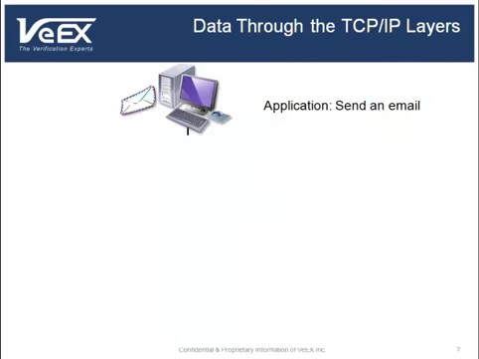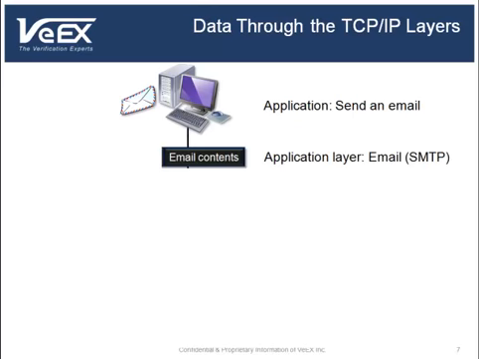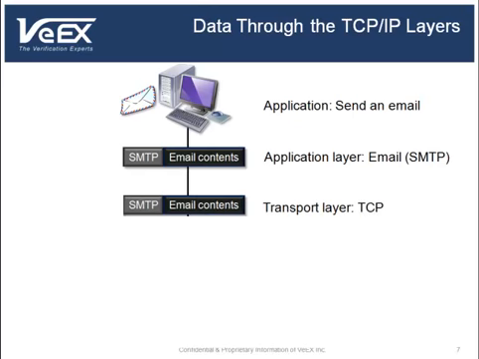In this example, the application is to send an email. In the application layer, Simple Mail Transfer Protocol, or SMTP, collects the data and formats it for sending across the network by adding an SMTP header. SMTP then forwards the data to the transport layer.